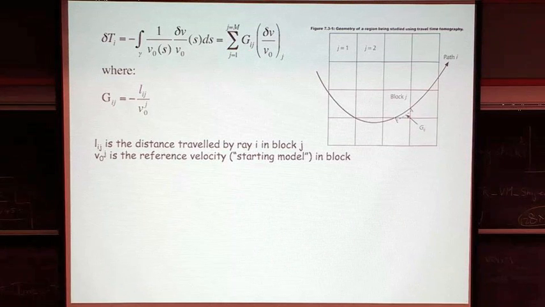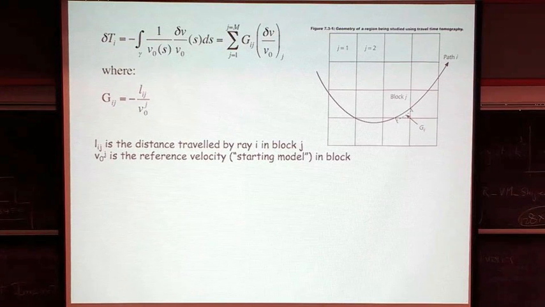You're going to have to choose the size of the blocks that would be appropriate for your modeling, or for your particular geometry and data set. But we can assume that the velocity perturbation in each block is constant in the block. So that will be a delta v_j in block j. And we like to express it in relative perturbations to the reference model. So it will be delta v over v0 here.